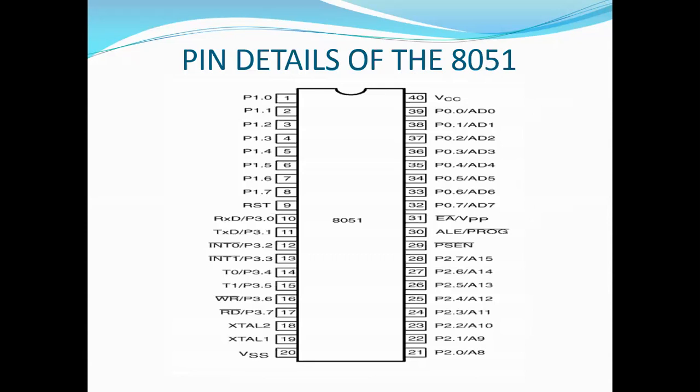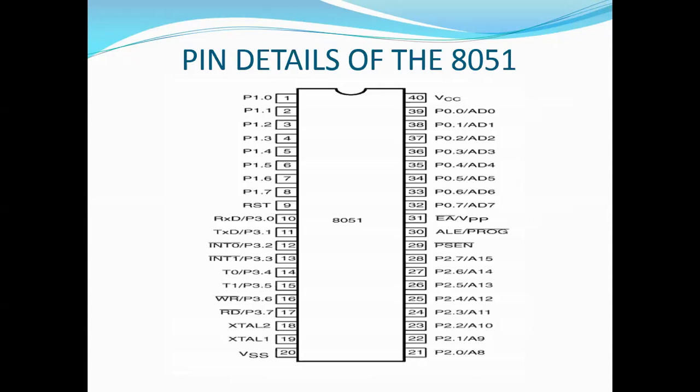Okay, then pin number 9 is reset. We use pin number 9 for the reset purpose. Then only 3 pins are pending: 31, 30, 29. Pin number 31 is for external memory accessing. This is an active low pin. If a low pulse is coming, it means we can access external memory. And pin number 29 is PSEN, program store enable externally. If the EA pin is 0, we can access external data. If the EA pin is high, we can access internal data. Then ALE means address latch enable.